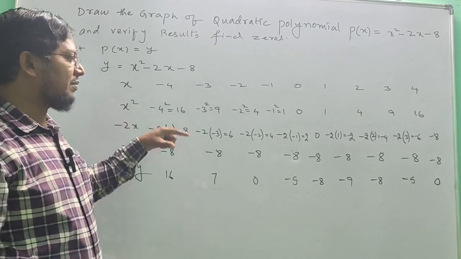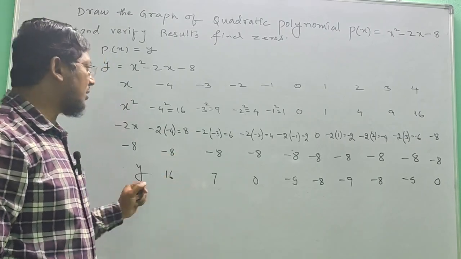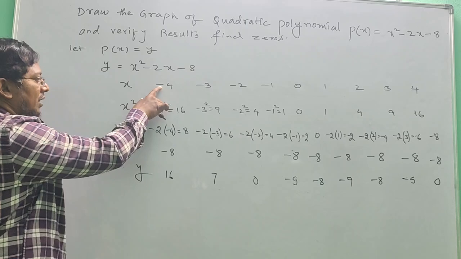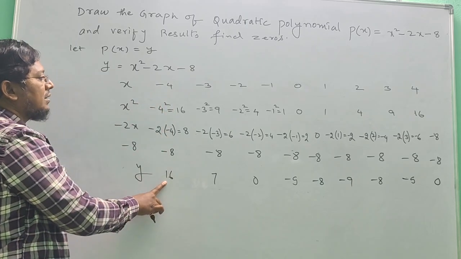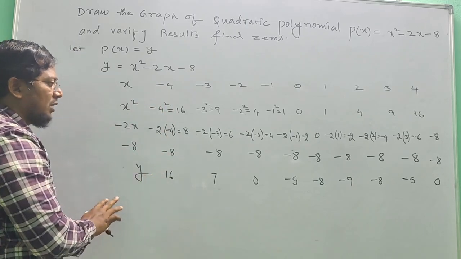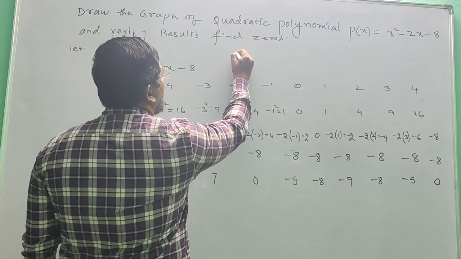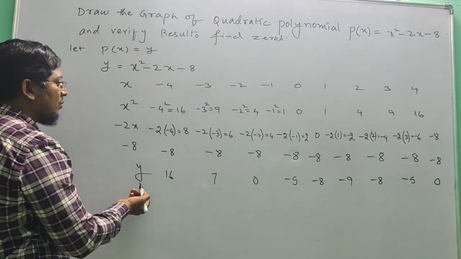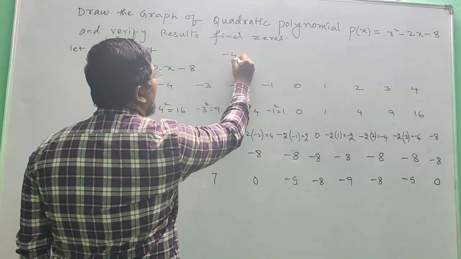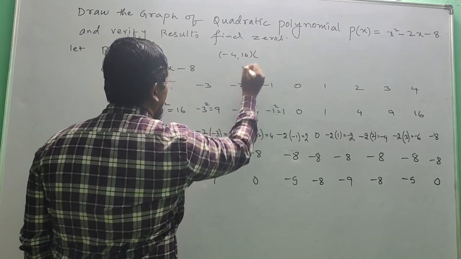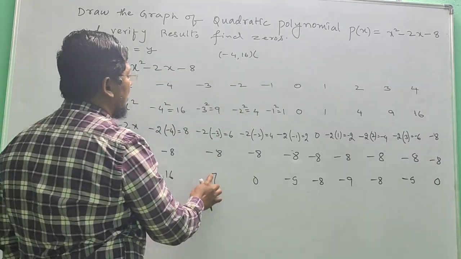So we have to plot these values. We have to write the points of intersection, x comma y, which means minus 4 comma 16. This is the first value. What is the second value? Minus 3 comma 7.